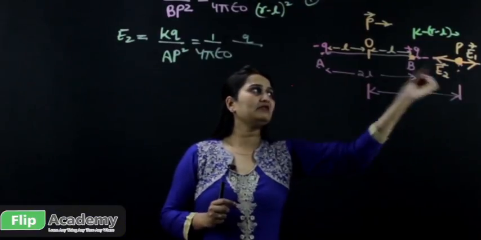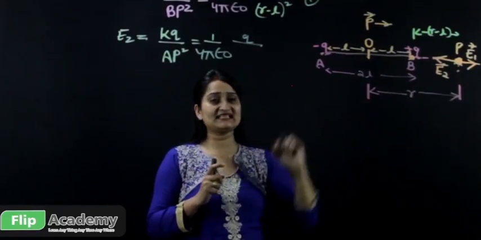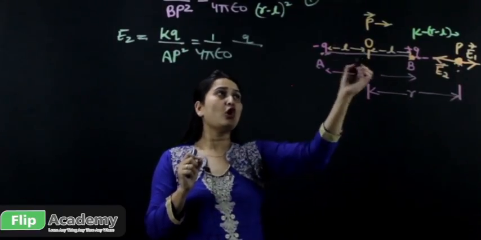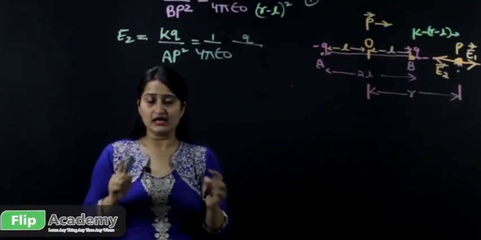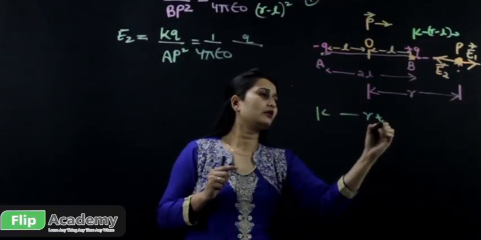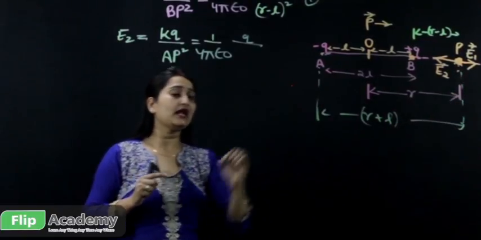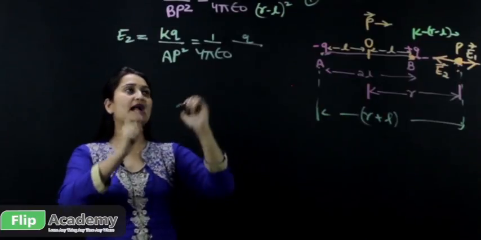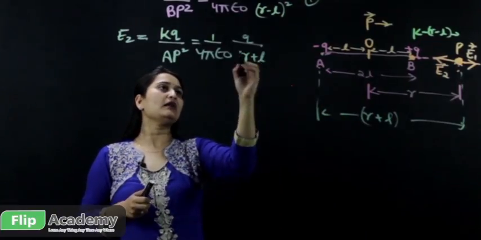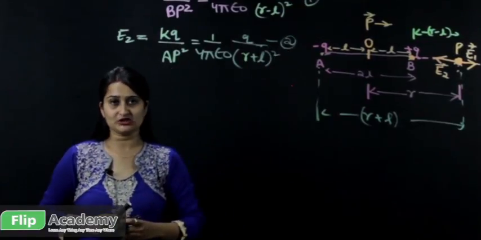Similarly AP. Now work on the value of AP. Look here, OP is given to you as R, OA is given to you as L. So what is the whole distance? AP now becomes R plus L. This is the distance from A to P, and substitute this value directly. You will get R plus L whole square. This becomes equation number 2.